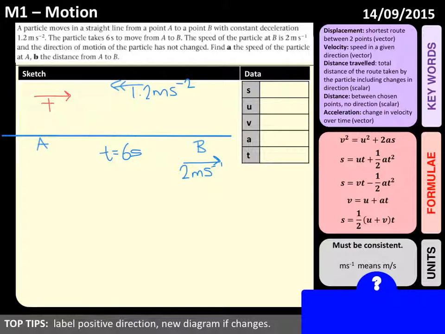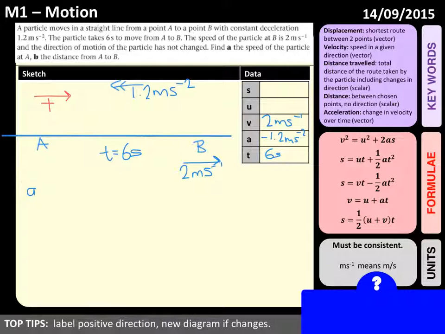Okay, so displacement, we've got no idea about that yet. Initial velocity at A, we're not told anything about that. Final velocity at B, we are told something about that. That is 2 meters per second, and it's going in my positive direction, so 2 meters per second. And the acceleration is going against our direction of travel, so it's going to be minus 1.2 meters per second squared. Our time of 6 seconds can also go into our data table. So any equations that we're using are going to have to involve v, a and t, because we've only got those 3 bits of information.